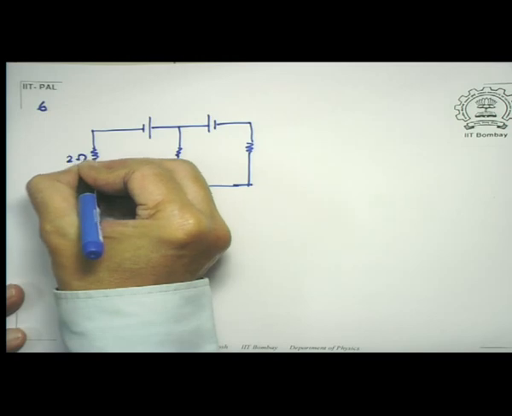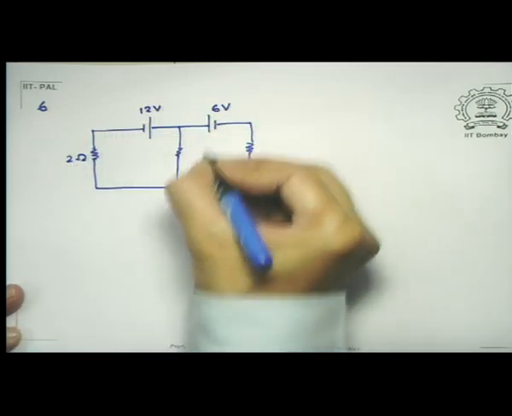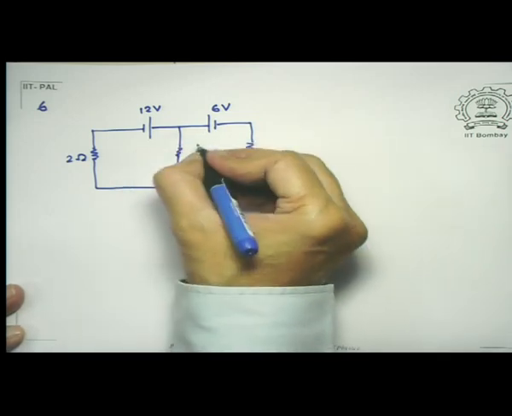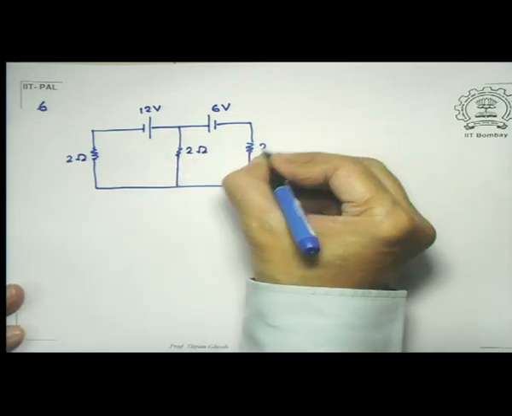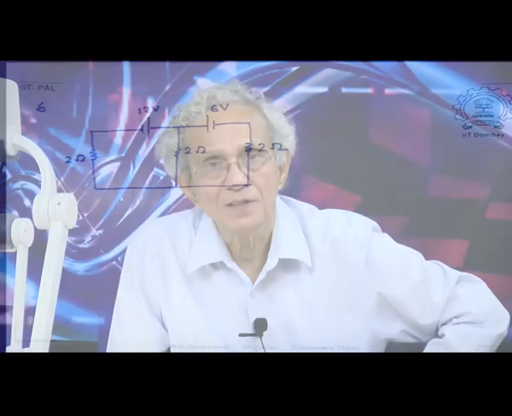As a 2 ohm, this is 12 volts, this is 6 volts. Since I'm just illustrating something, let's take this simple. Okay, look at this situation here. I have 2 batteries, I have 3 resistances. Once again you realize there is no way of reducing this circuit to a parallel or a series combination circuit. So what do we do? Now, I have 2 loops here.